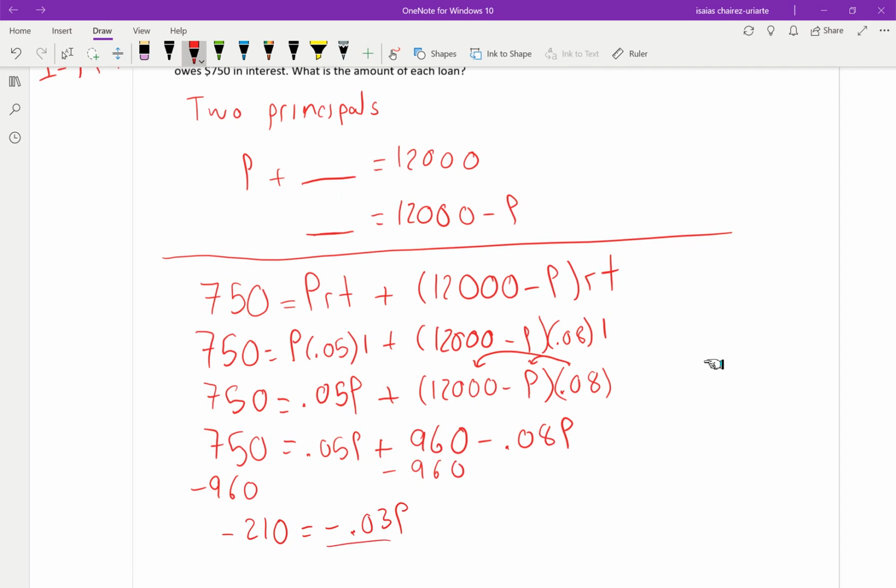So divide everything by negative 0.03, and we end up with one of the principals being 7,000. Yeah, this is at 5%. And now the other principal, because this is one of the loans. One loan was 7,000. The other loan should be 5,000, so that they add up to 12,000. So then he borrowed 5,000 at 8%.